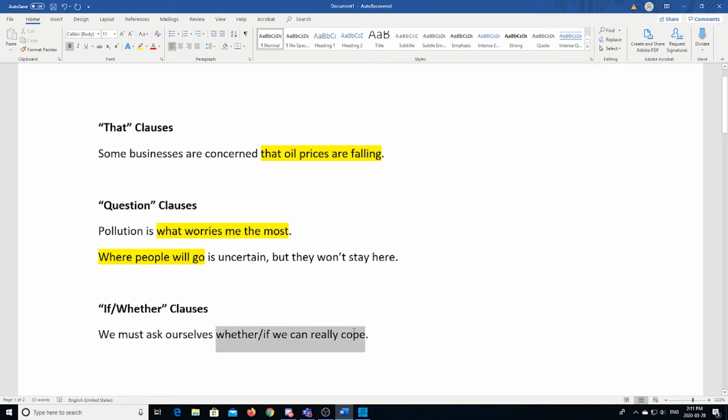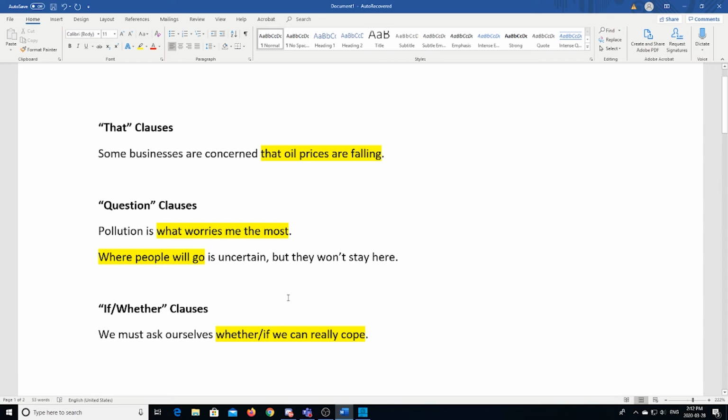We must ask ourselves whether or if we can really cope. So in this, we're asking a question. Can we cope? We don't have an answer to it, but we are asking that question and we're putting it in statement form. So this is helpful for your academic writing because you don't always just want to ask open questions because again, you're not having a conversation with someone. You are writing, they are reading, there is no interaction. So this allows you to ask that question, but you put it into a statement form rather than a question form.